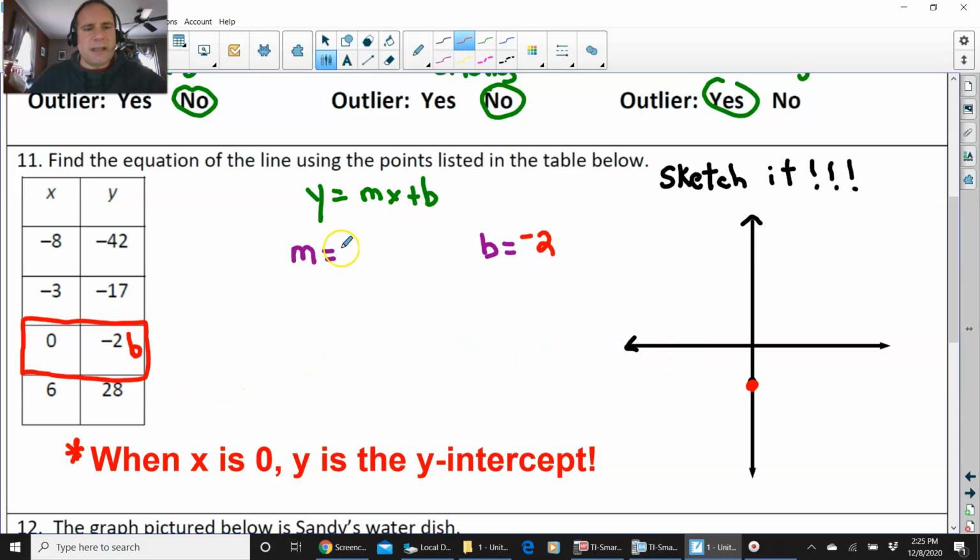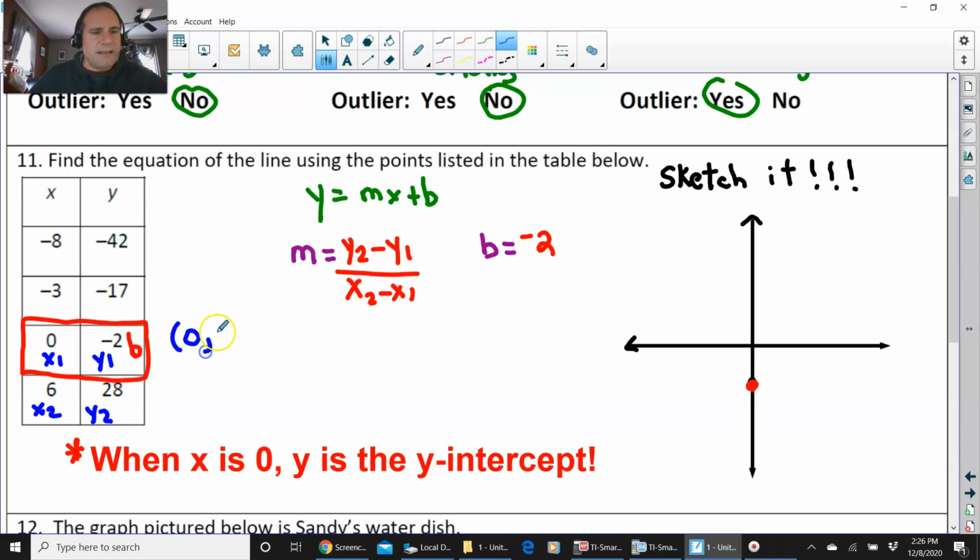So now we have to get a slope formula. Right? We have points here. We have coordinates. So we're going to use not rise over run. We're going to use y2 minus y1 over x2 minus x1. Right? And we're going to label in this table. This is x1. This is y1. This is x2. This is y2. By the way, if you really feel more comfortable taking them out and putting them like this is 0, -2, and this is 6, 28.